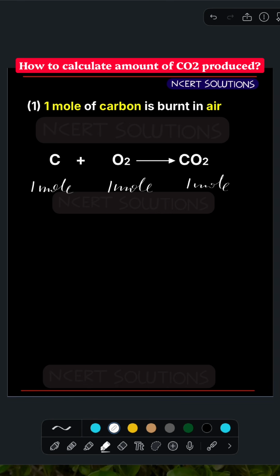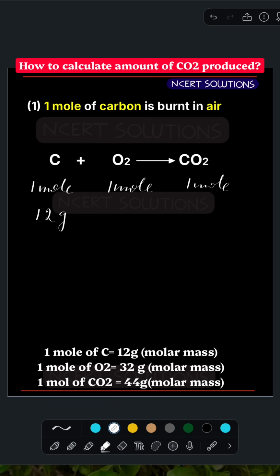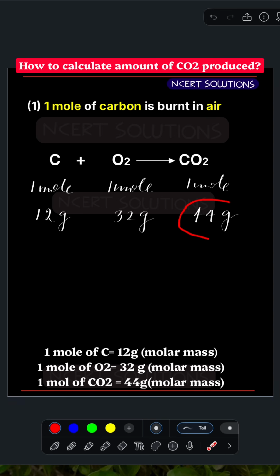1 mole of carbon means 12 grams of carbon. This is the molar mass. And 1 mole of oxygen means 32 grams of oxygen. This is the molar mass of oxygen. And 1 mole of carbon dioxide means 44 grams of carbon dioxide. This is the molar mass of carbon dioxide. So this is the amount of carbon dioxide produced.